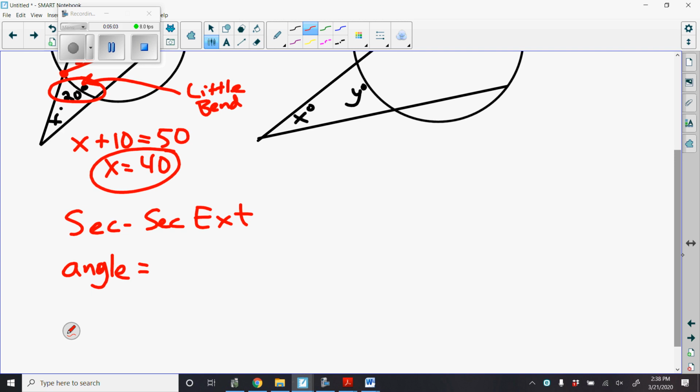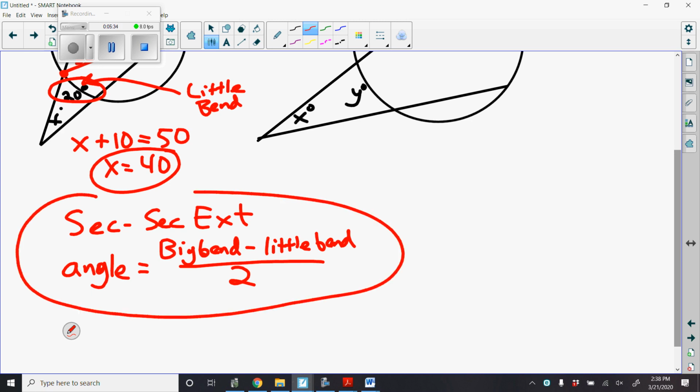I can't have an angle with negative degrees here. So the order has to be big bend minus little bend over 2. So I have to subtract big minus little on top. Otherwise, I'm going to get a negative number, right? If you get an answer and it's negative, you know you set your equation up wrong. Okay, so here is our formula that we're going to be using for this.